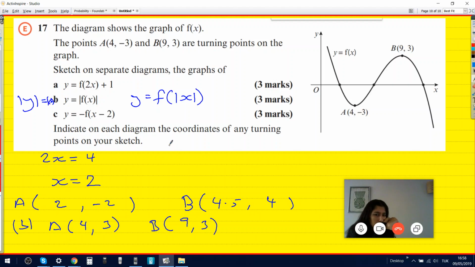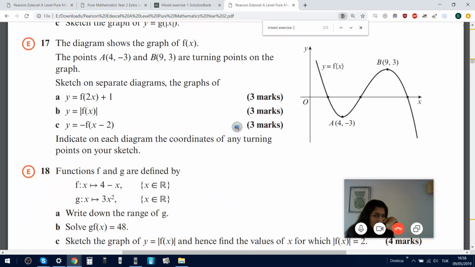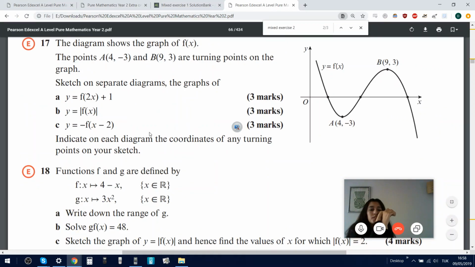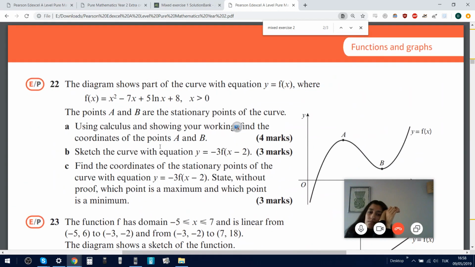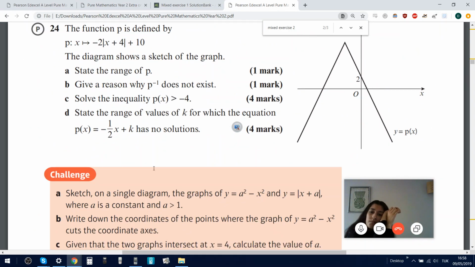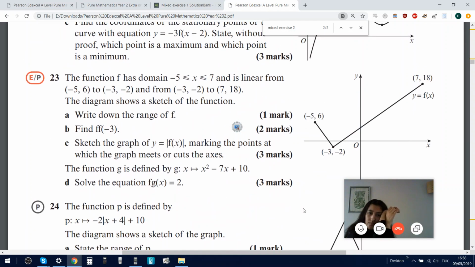Yep. And this would be 4 minus 3. And then this is similar. How was that for you, Saba? It's alright. So I think you're good. We got way into these. Sometimes you can just look at it and you can see the domain is from minus 5 to 7 and the range is down minus 2 up to 18.